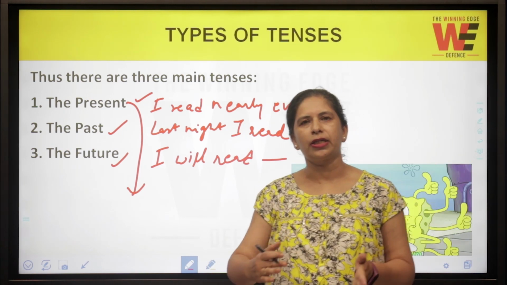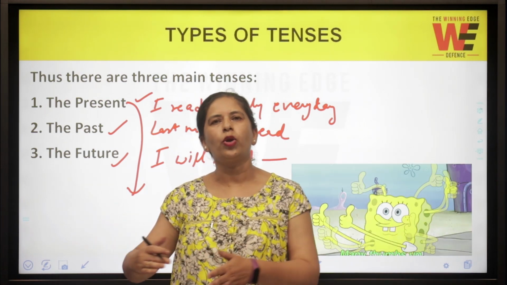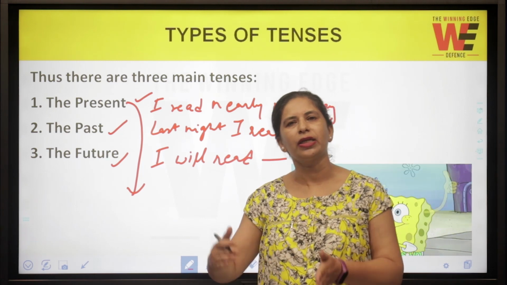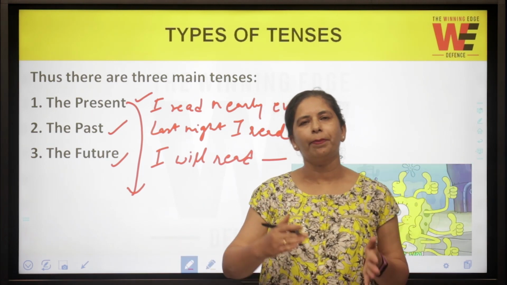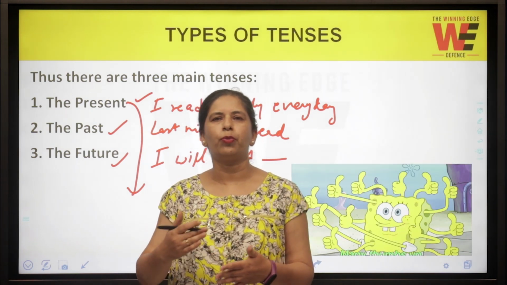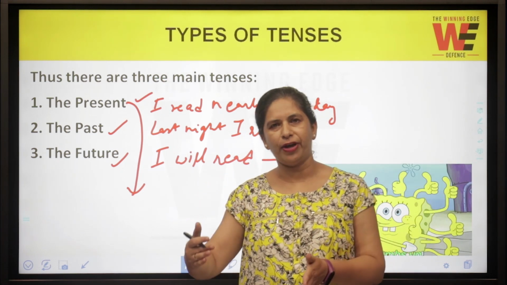So present continuous tense will be like I am reading Shakespeare at the moment. Whatever you are doing at the present moment, that will be your present continuous tense. Then when you talk about the present perfect tense, then you'll say that I have read so many books so that I can't keep a count. So that will be your present perfect tense.